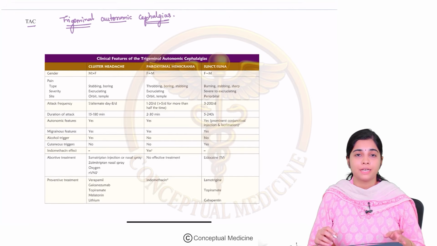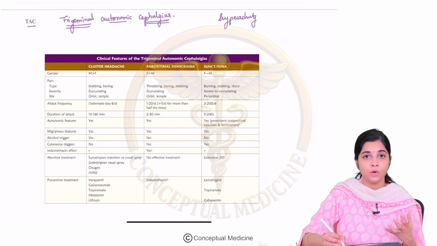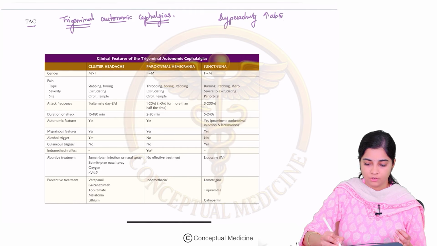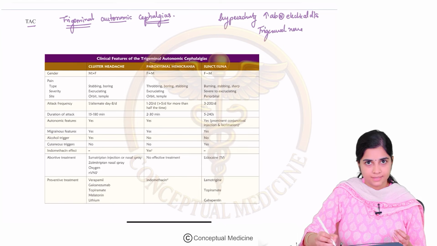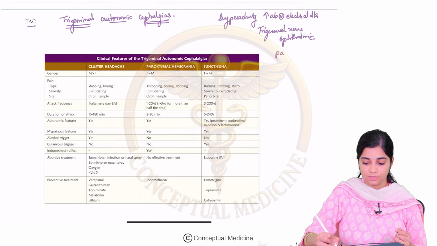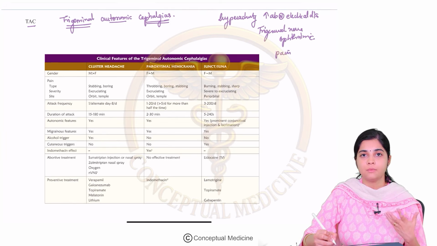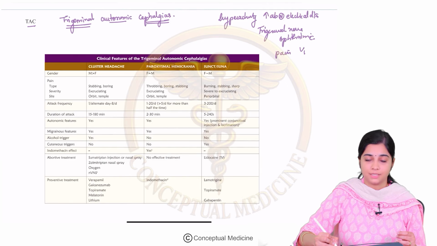So TAC, or trigeminal autonomic cephalgia, is basically a disorder characterized by hyperactivity or increased abnormal electrical discharges along the trigeminal nerve. Which segment? The ophthalmic division. The ophthalmic division of the trigeminal nerve is going to have abnormal electrical activity and it sends out pain sensation. There is severe facial pain along the V1 segment along with excessive parasympathetic activation.